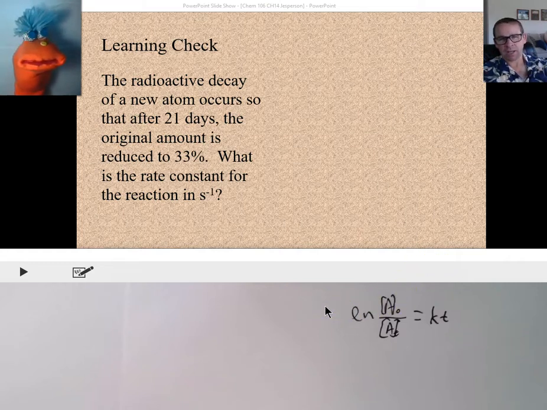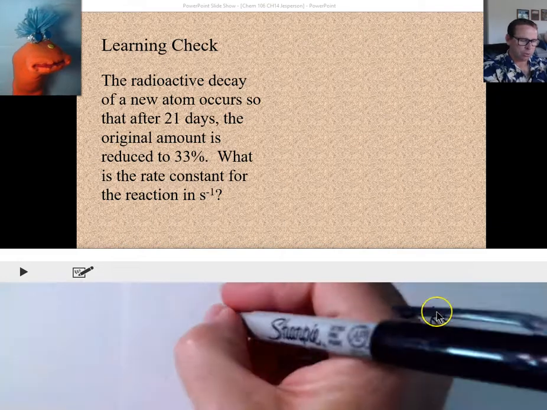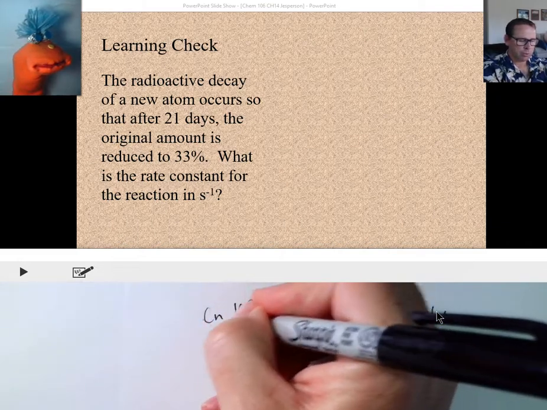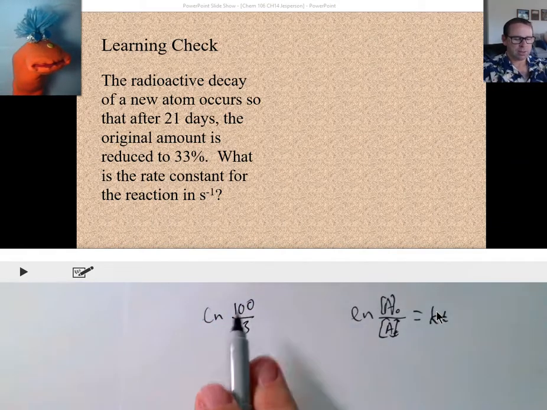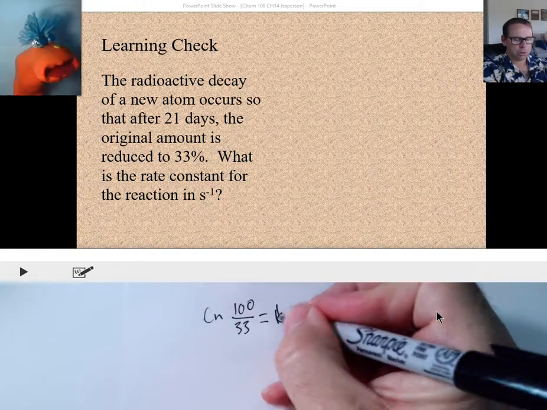Fixed half-lives. Everything can have a half-life, but a fixed half-life means every half-life you decrease by half your initial amount. All right, so a new atom occurs so that after 21 days, the original amount is reduced to 33%. And we want to know the k for this reaction. Well, if you have your equation there, the initial concentration could be 100%. You could go, for example, the natural log of 100 over 33, because that's how much is left over, and then times k times t.